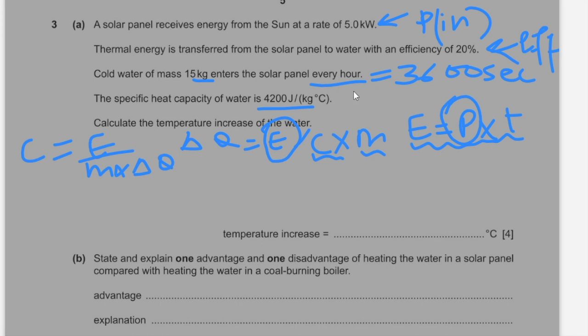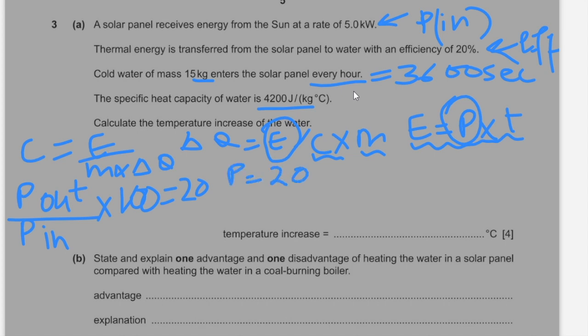So over here, power output, which is the power received by the water, divided by the total power input, into 100, is equal to efficiency, which is 20%. So that means power output, which we need to calculate, is going to be equal to 20 multiplied by the power input, which was 5 kilowatts, and all of this divided by 100. So this gives the power output as 1000 watts.